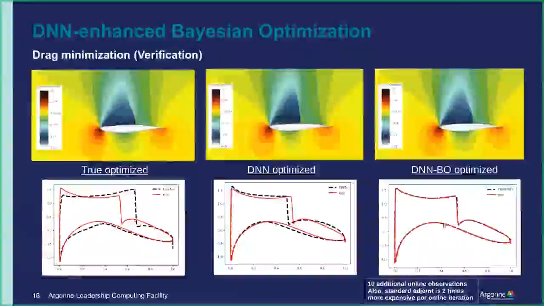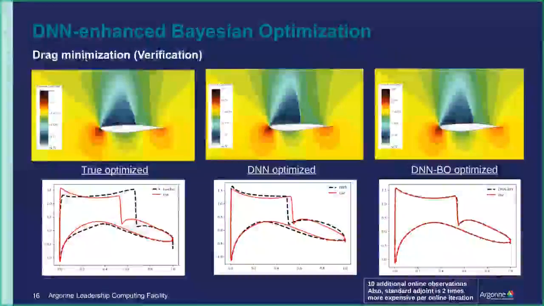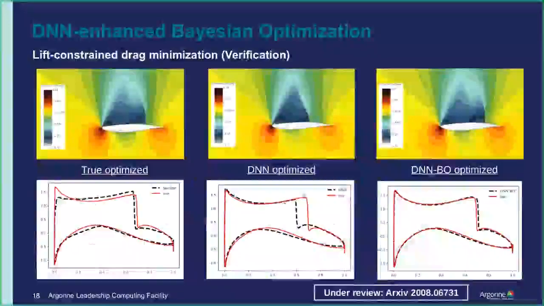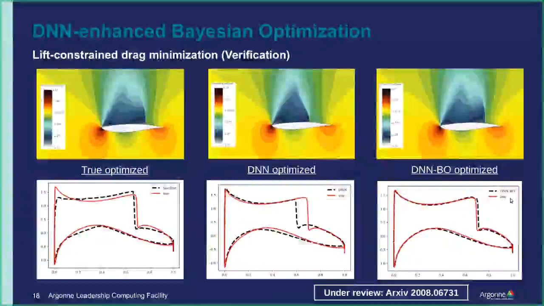So that was an example. We went back and redid this for the drag minimization as well, and you can see it improved the drag minimization. But on the problem that we were having the most trouble with, the lift constraint drag minimization, so this legend is wrong, this should be 30 over here, on both. For the lift constraint drag minimization problem, you can see where the DNN was quite far off. The addition of this online correction method actually helped us get quite close to the truth. So we were quite happy with this. This work is under review right now, so I encourage you to check it out and get back to us if you have any questions.